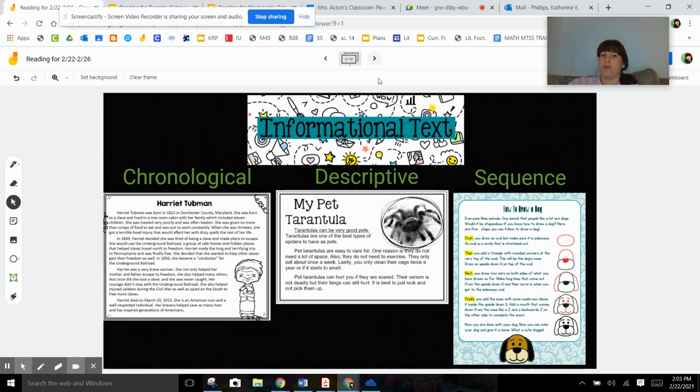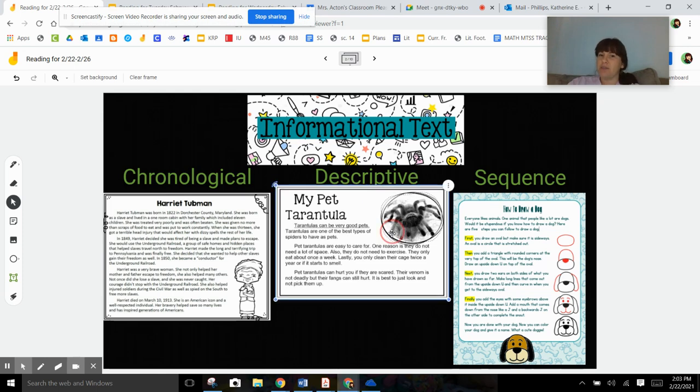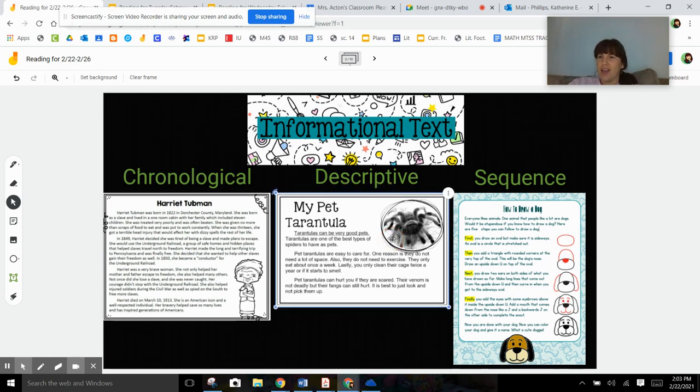The next one is descriptive. And you guys have seen this. This is when Miss Acton made you guys read all those passages about tarantulas and how they're good pets and how some people eat them, guys. But descriptive just means you're describing the topic. So the topic in this is tarantulas, more specifically having them as a pet tarantula. And this whole text, every single sentence just describes how tarantulas need to be pets.